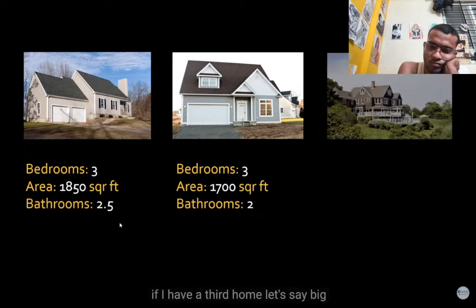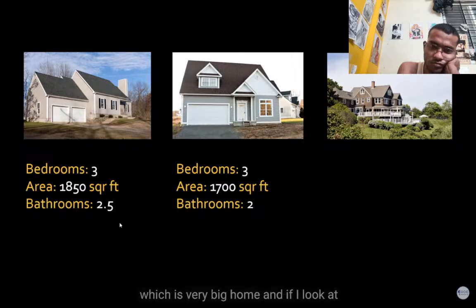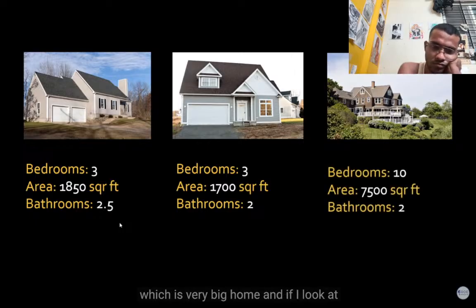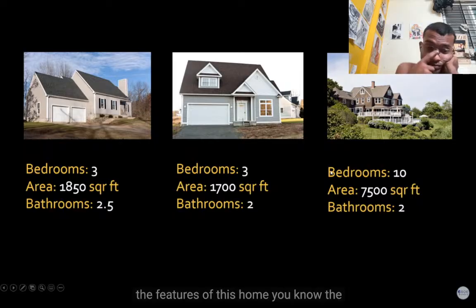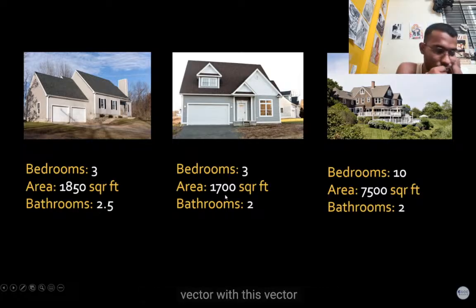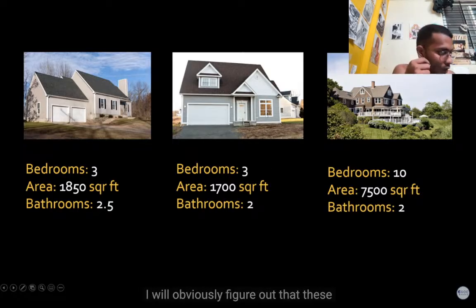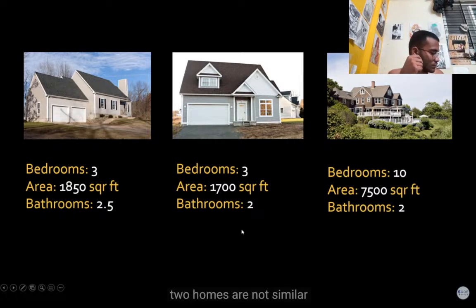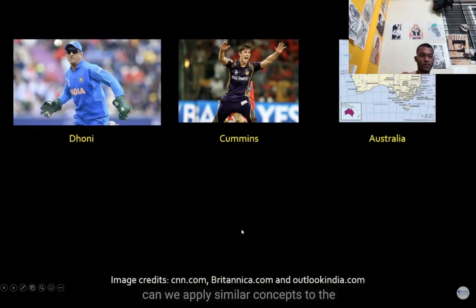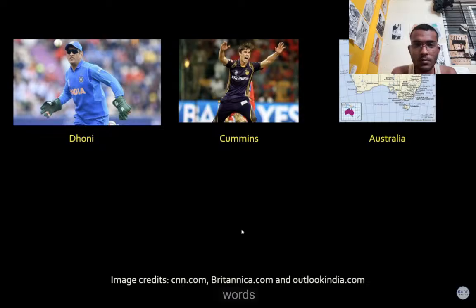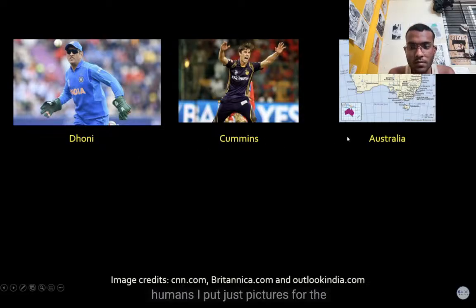If I have a third home, let's say a big mansion, which is a very big home, and if I look at the features of this home, the feature vector would be 10, 7500, and 2. And when I compare this vector with this vector, I will obviously figure out that these two homes are not similar. Can we apply similar concepts to the words? Let's say these are my words, Dhoni, Cummins. I put just pictures for the reference, otherwise we are comparing just the words, okay?